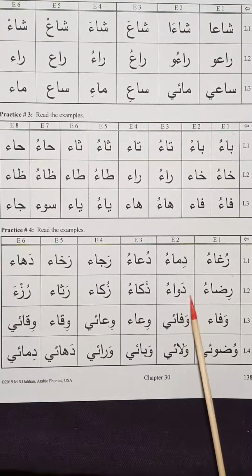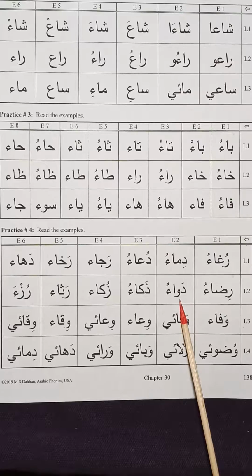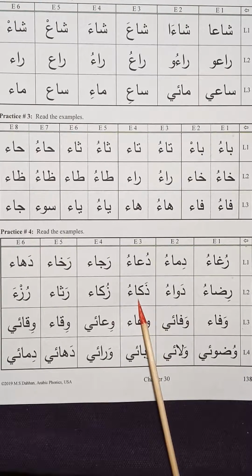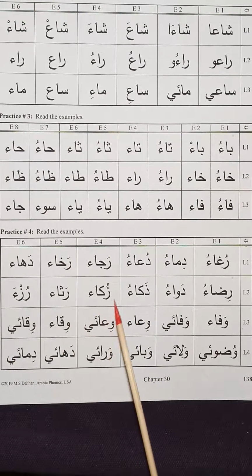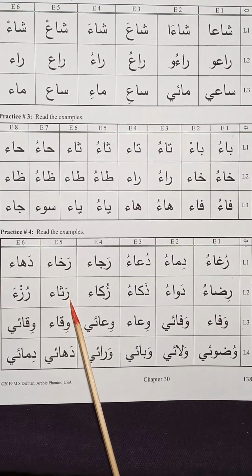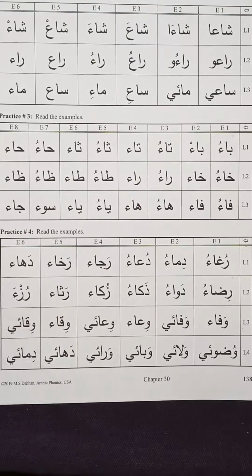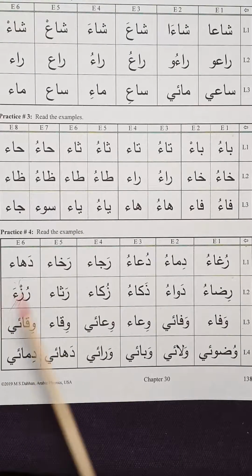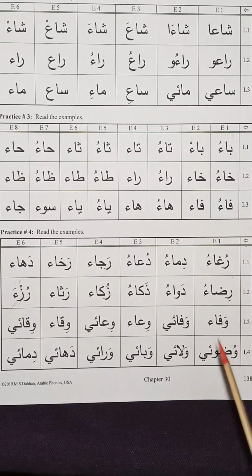Line 2. ري، ضاء ده، واء، ذا، كاء، زو، كاء را، ثاء، رز. Good example. Need to put space in here between them. It's 2 syllables. The Hamza alone here.